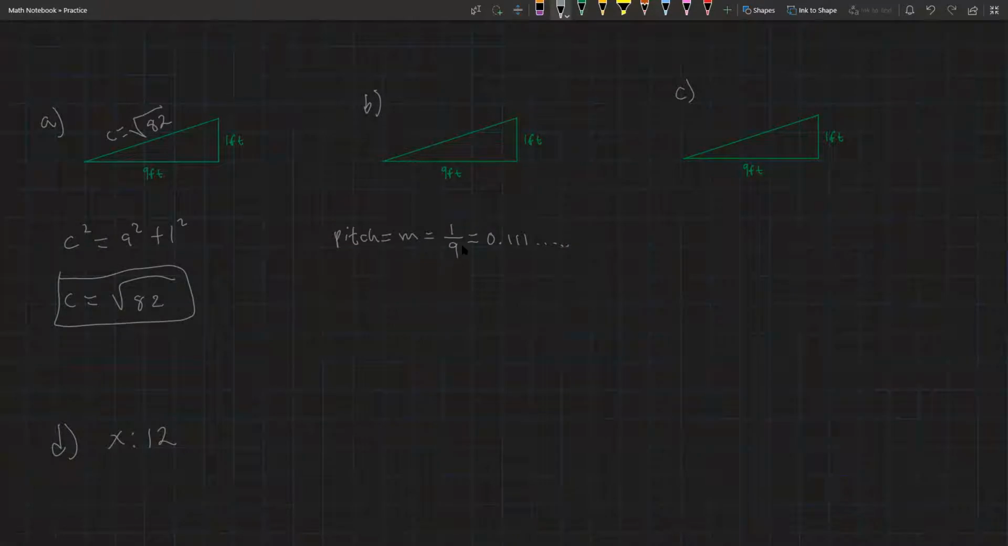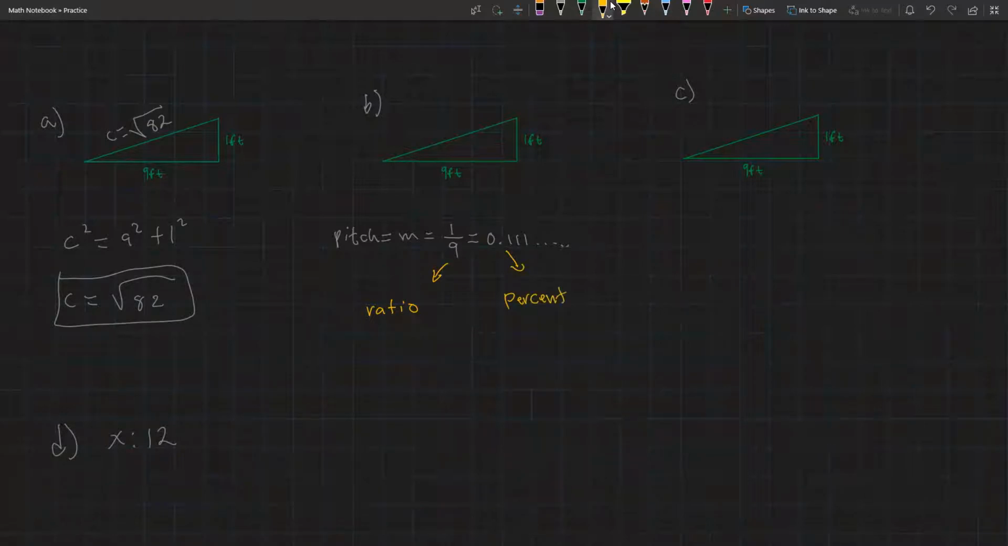A bunch of repeated ones. And that means that, look, I'll color code this for you. That means that 1/9 is the ratio. We're going to use this for the last part later, so that's why it's important to remember that. That's the ratio representation of the pitch, and this is the percent.